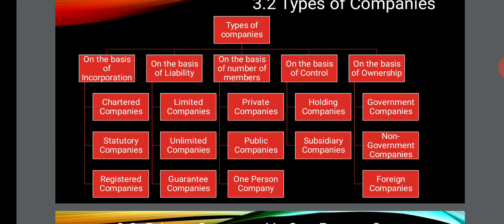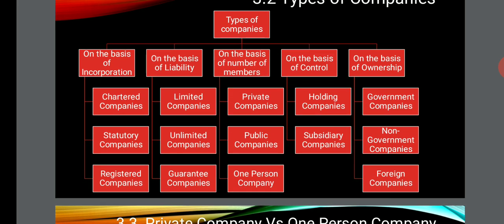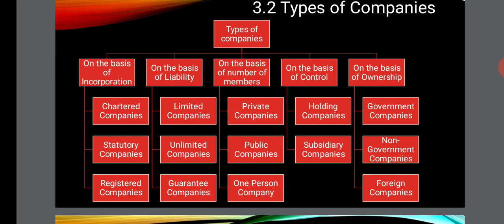Now, on the basis of the number of members: private companies, public companies, and one person company. In case of one person company, this is a new form of organization which has come under Companies Act 2013. One person company is the company where there is one member of the company and one person holding all the shares. Private companies are the companies where the share transferability is limited. It cannot be held by people beyond that limit. For example, in private companies, there can be a minimum of two and a maximum of 50 shareholders.